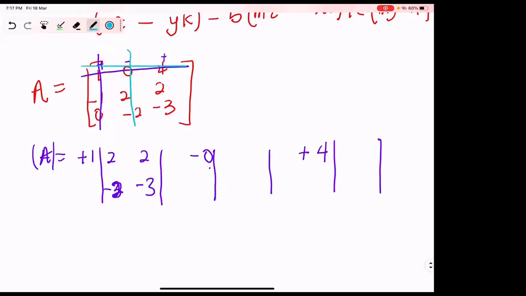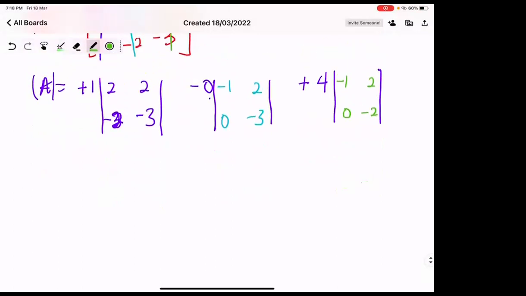We cross these out and the numbers that were not affected are minus 1, 2, 0, negative 3. Move on to the third component, which is plus 4. Plus 4 is in the first row and then the third column. The matrix that we are left with is minus 1, 2, 0, minus 2.